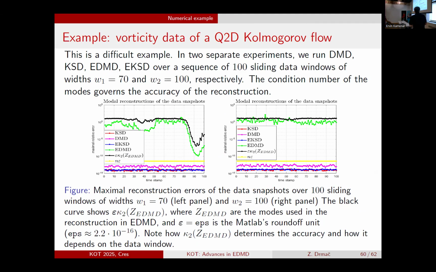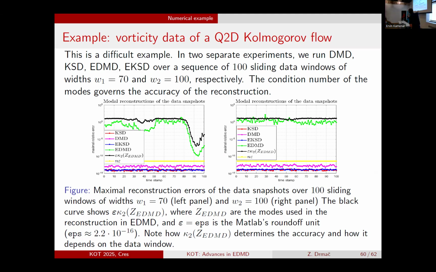One numerical example, or a couple of numerical examples, to show you this. This is a very complicated quasi two-dimensional Kolmogorov flow, some dielectric fluid between two plates. Just to show that the analysis basically predicts what will happen in the actual computation. The black curve is the machine precision times the condition number of the eigenvectors in DMD. The green is the measured computed reconstruction error in DMD using those functions. It basically behaves as dictated by the condition number.